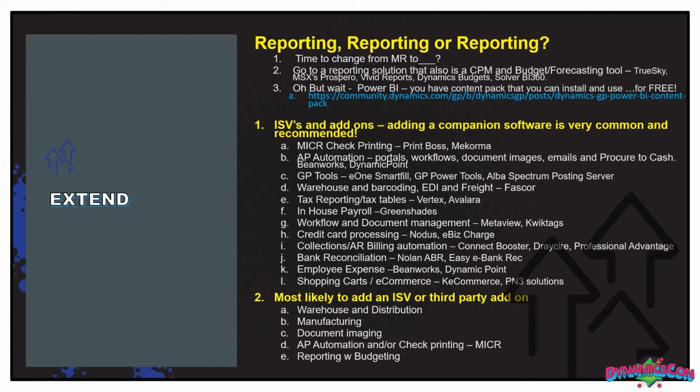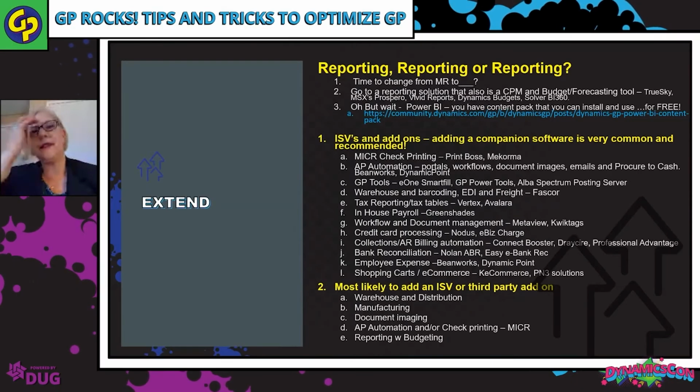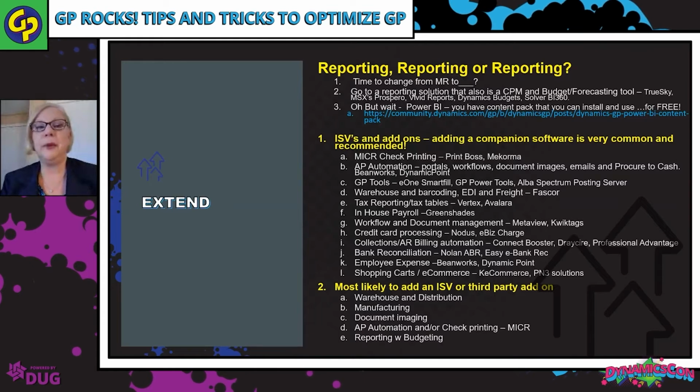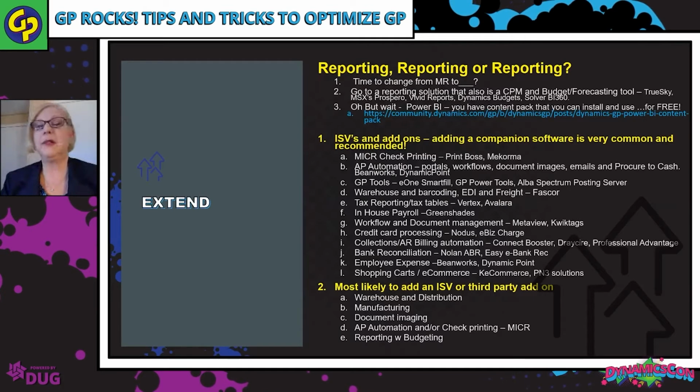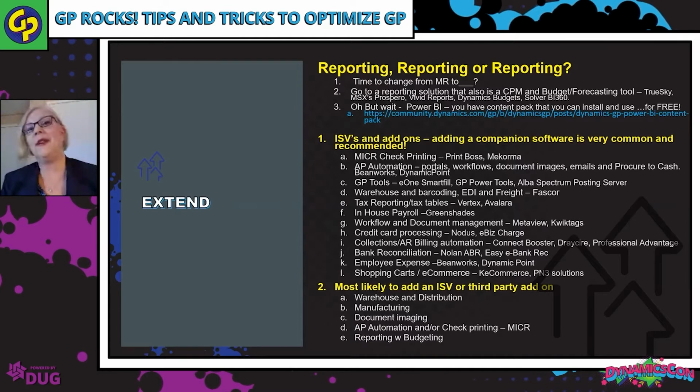And then ISVs and add-ons. Those are the companion products that enhance GP. There are a lot of companion software products out there, and a lot of very common ones. The ones that are most likely to be added that I've seen are things like warehouse and distribution, manufacturing, document imaging, and workflow around PO and requisitions, AP automation or check printing, reporting and budgeting. Those are really common things that a lot of users on GP use to enhance their systems. And I have others listed here, like Maker check printing, AP automation. There's a lot of really good vendors that do some sort of AP automation. There's a lot of tools like SmartFill. GP Power Tools has a lot of great tools.